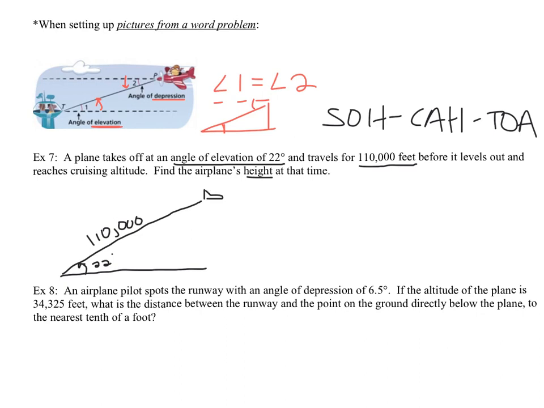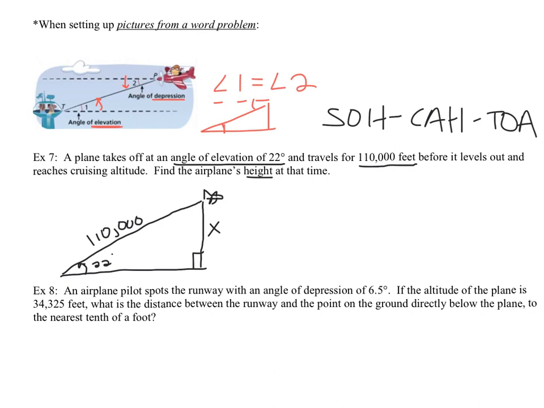So let's try to draw a plane here, like so. And that's our cruising altitude. It kind of levels itself out. It asks, what is the height of the airplane at that time? So if I drop an altitude straight down to create my right triangle, I want to know the height of the airplane. Reading through that word problem again, a plane takes off at an angle of elevation of 22 degrees and travels for 110,000 feet before it levels out and reaches cruising altitude. Find the plane's height at that time.